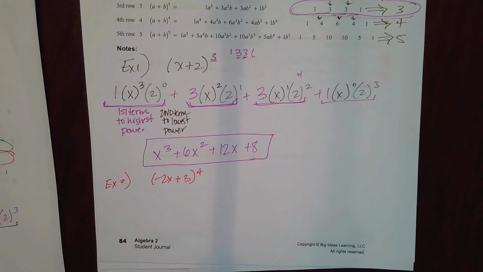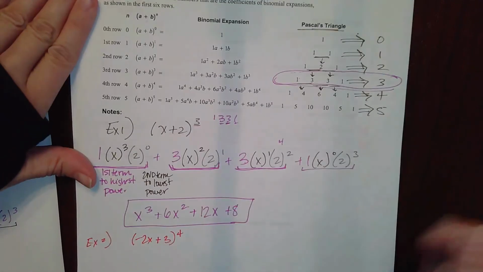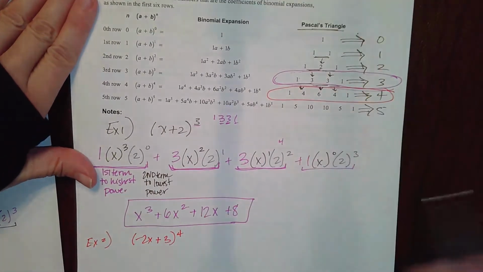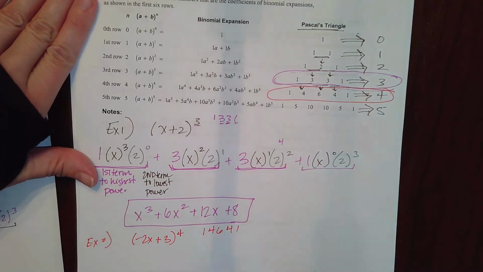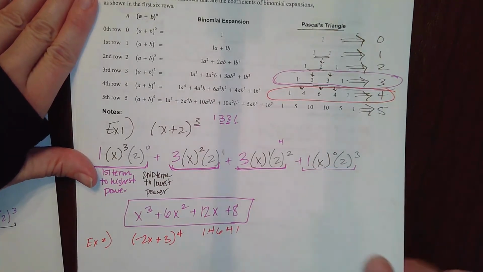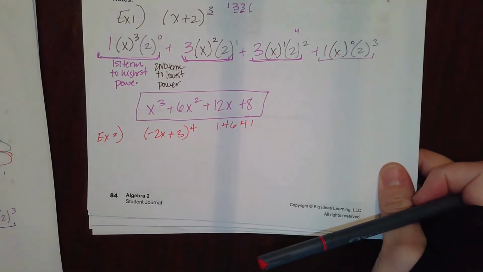So again, this would be a little bit cumbersome, to take negative 2x plus 3 times negative 2x plus 3, 4 times. So the first thing I'm going to do is look at the 4th row of Pascal's triangle. So I know I'm dealing with 1, 4, 6, 4, 1. So I'm going to have 1, 2, 3, 4, 5 different terms in my polynomial.